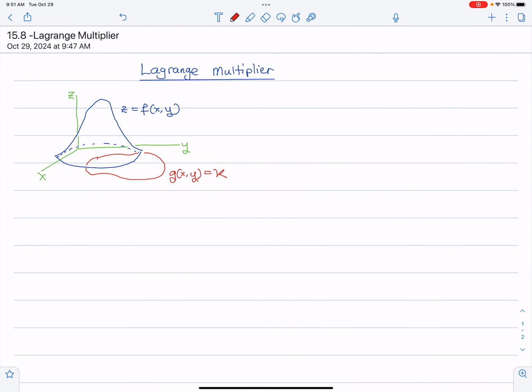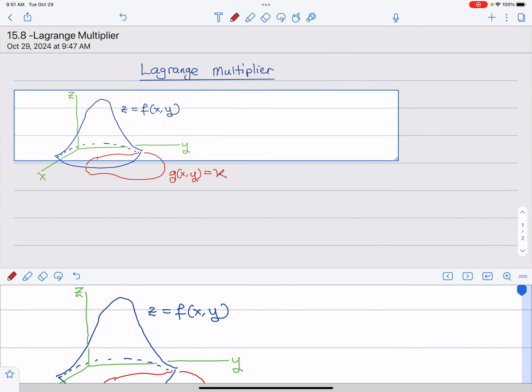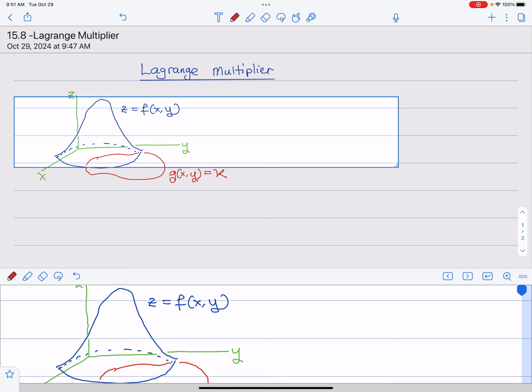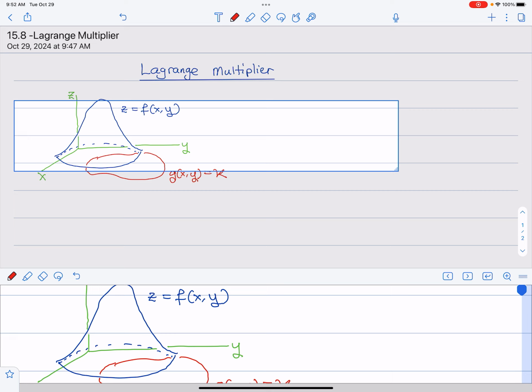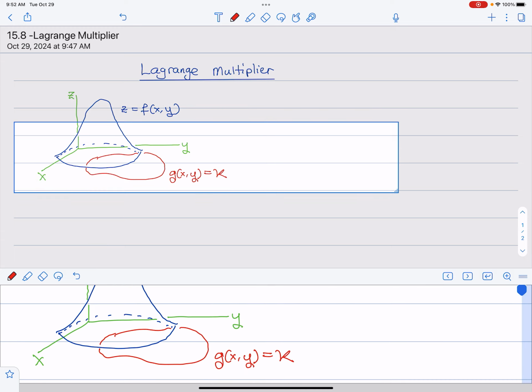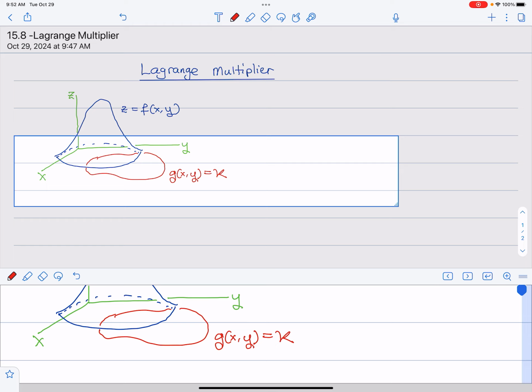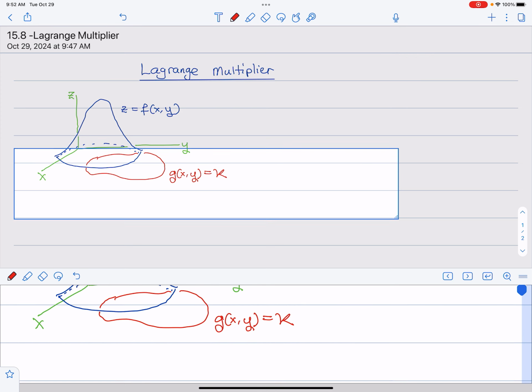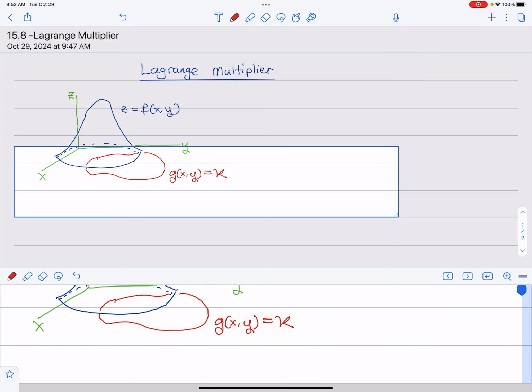We're going to look at Lagrange multipliers. So assuming we have this surface, the function z equals f of x, y, and we would like to find the maximum and minimum values, that's the extreme values, and the point where they occur. But in addition to that, we would like to find this with respect to some constraint. And our constraint is a function, a curve, on the xy plane, call it g of x, y is equal to k.